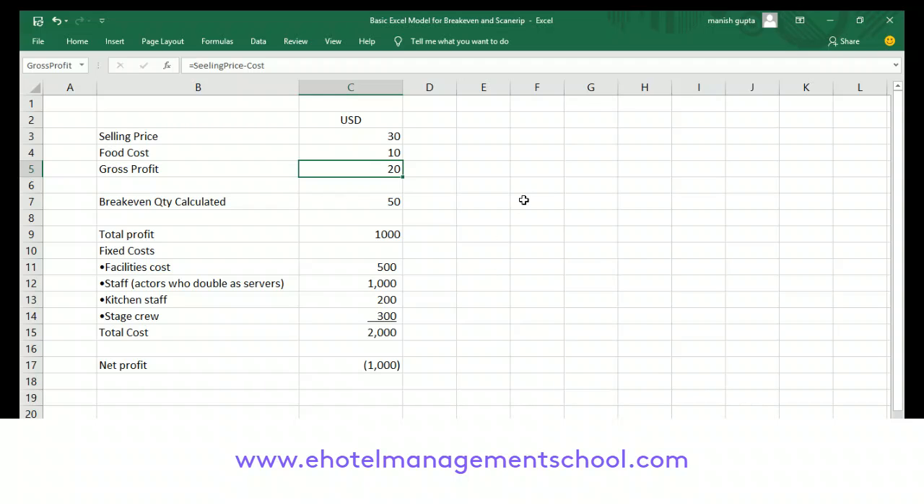So how much do I need to increase my contribution margin? You can see now, 2000 divided by 50, so that is a break-even quantity, right? So our contribution margin needs to be 40, which is definitely not possible because our selling price itself is only 30. So it means you need to be able to control the food cost.